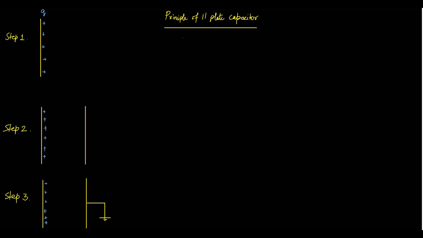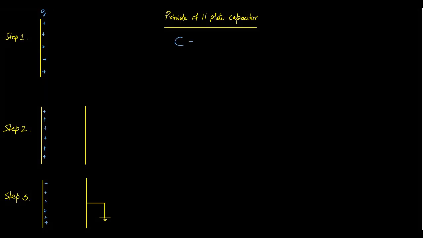Okay, we are going to deal with the principle of a parallel plate capacitor. What we want to see is how we can increase the capacitance of a conductor without increasing its size. So suppose there is a conducting plate. This conducting plate has positive charge Q, and the capacitance will be Q by V.